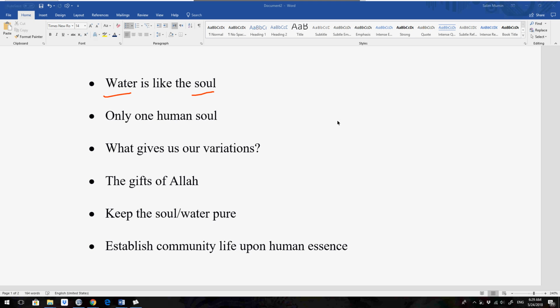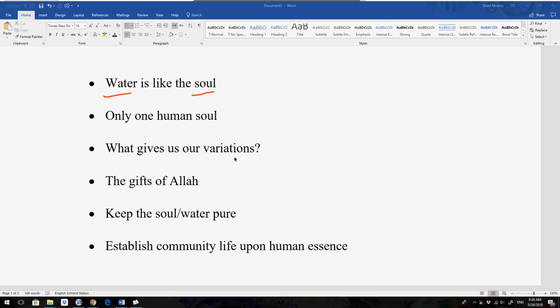The sole of the feet, S-O-L-E, and the soul, S-O-U-L. They're both called soul because of their sensitivity, and water is very sensitive, so water is like the soul in terms of its sensitivity. This we covered before. So there's only one human soul. One human soul. So what gives us our variations?